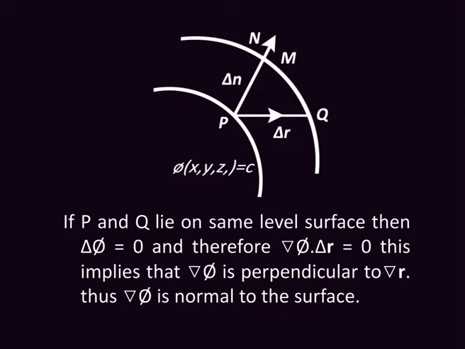If P and Q lie on the same level surface, then δφ is equal to 0, and therefore ∇φ · δr is equal to 0. This implies that ∇φ is perpendicular to δr. Thus, ∇φ is a normal vector to the surface.